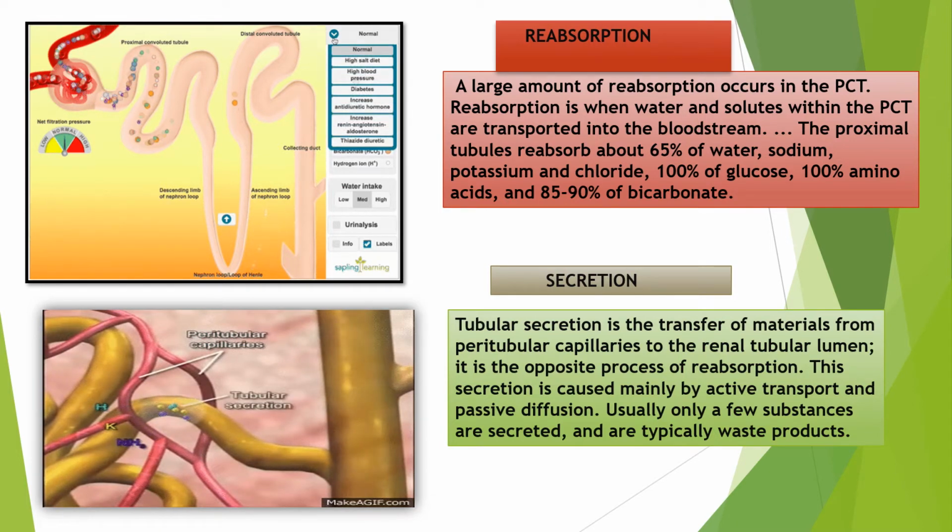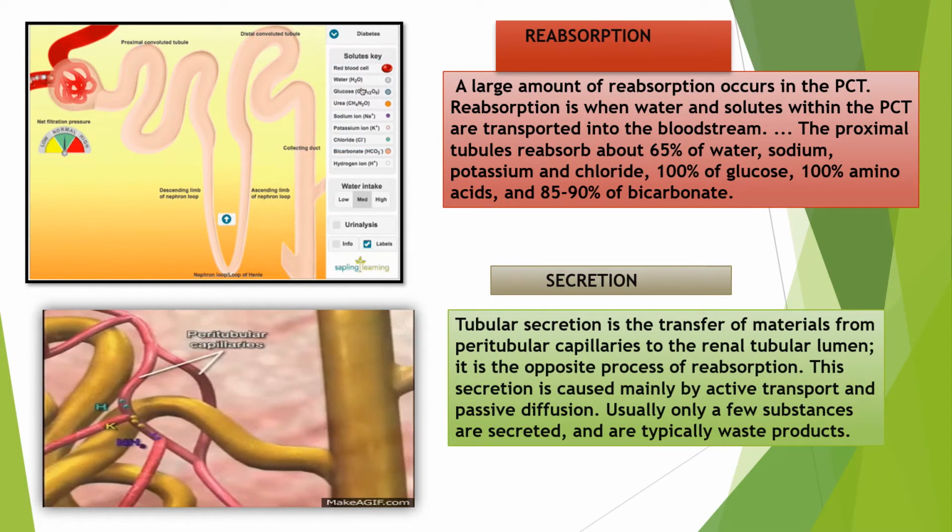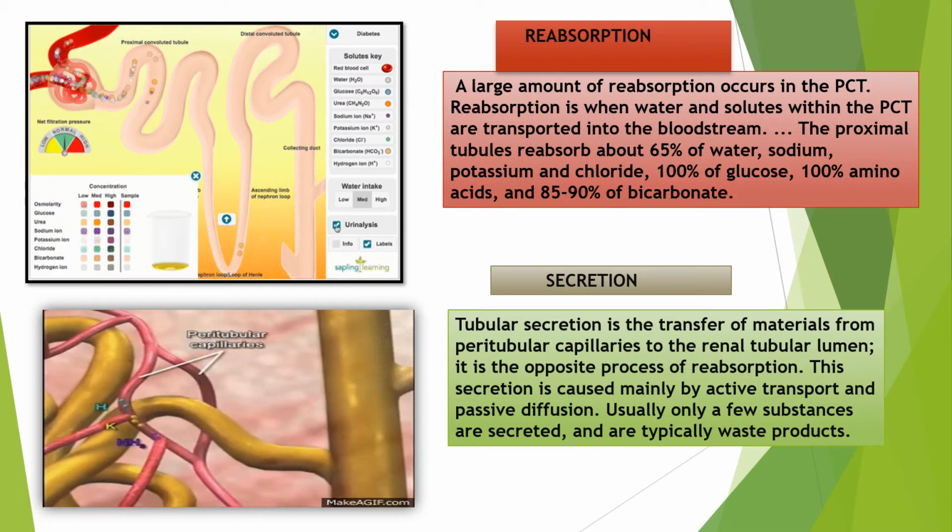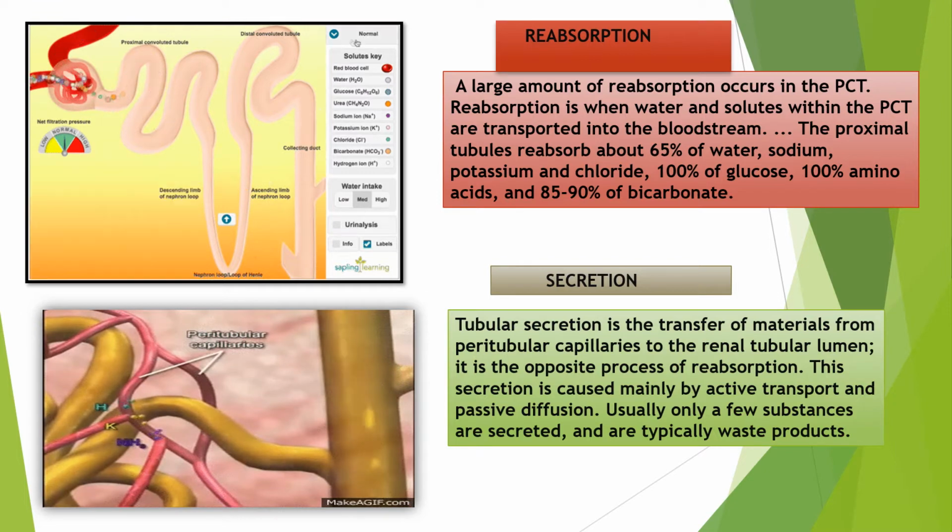It's a radical. Next one, you can see in the diagram, it has been shown clearly that reabsorption is happening in the proximal convoluted tubular portion. And the third step and the last step is secretion.